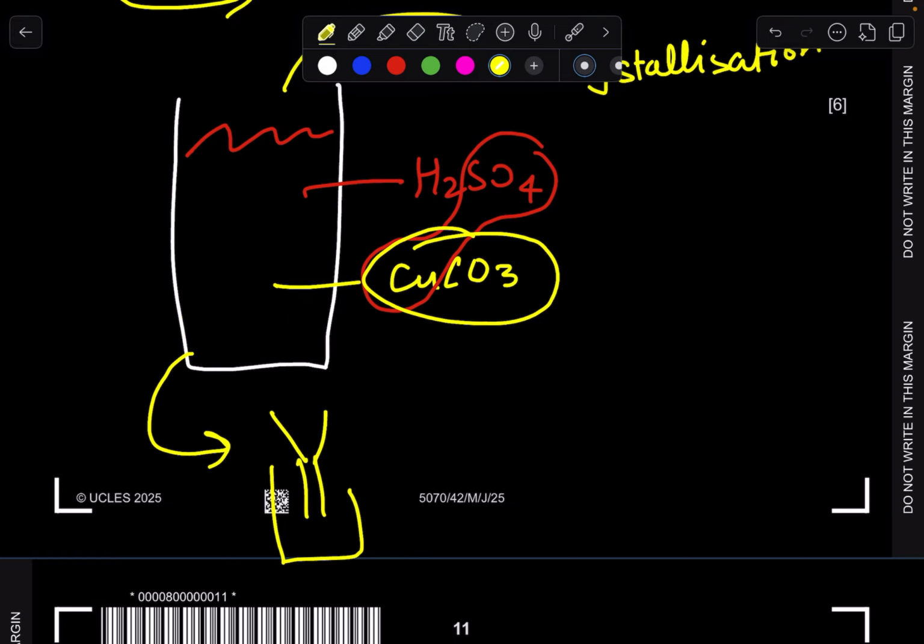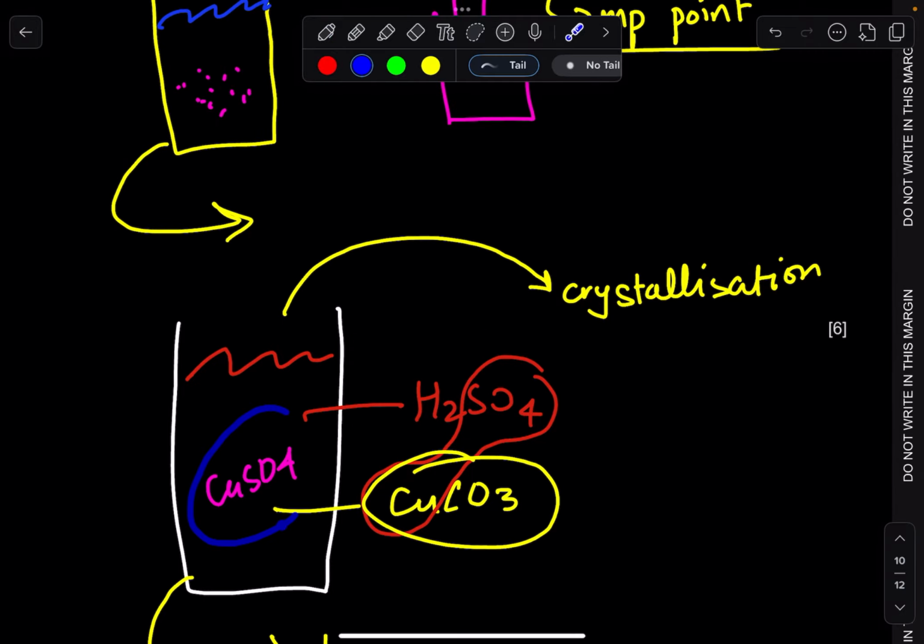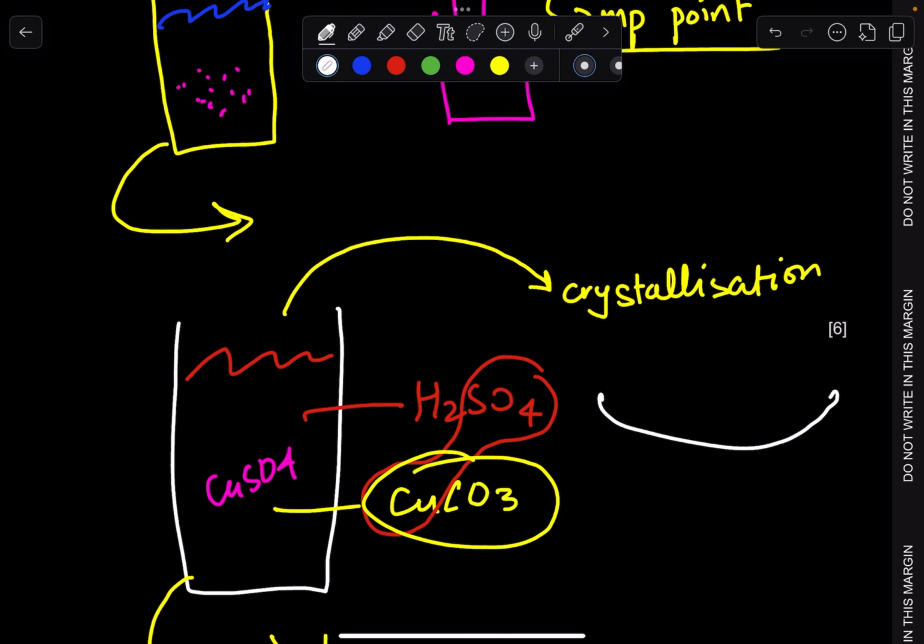Now you simply have the solution of copper sulfate. The copper carbonate comes over here; this is your copper carbonate that's filtered out. Now you have copper sulfate. What do you do? You crystallize it. And how do you crystallize something? You heat the solution in an evaporating dish with a flame beneath.